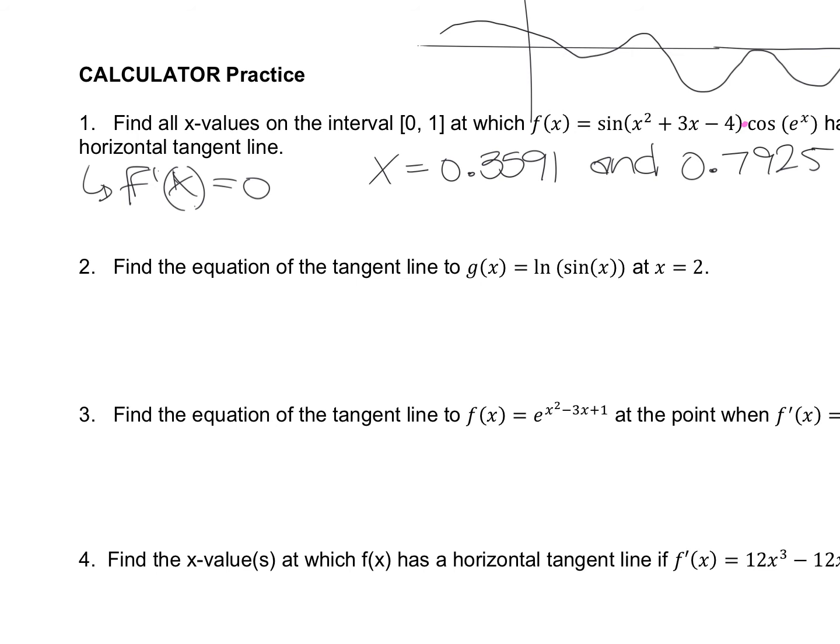All right. So I had 2 places there where the derivative equals 0. I found 2 x-intercepts between 0 and 1. Those are the 2 places that the original function would have a horizontal tangent line. Now, before we even graph anything in question 2, walk me through the steps on this one.